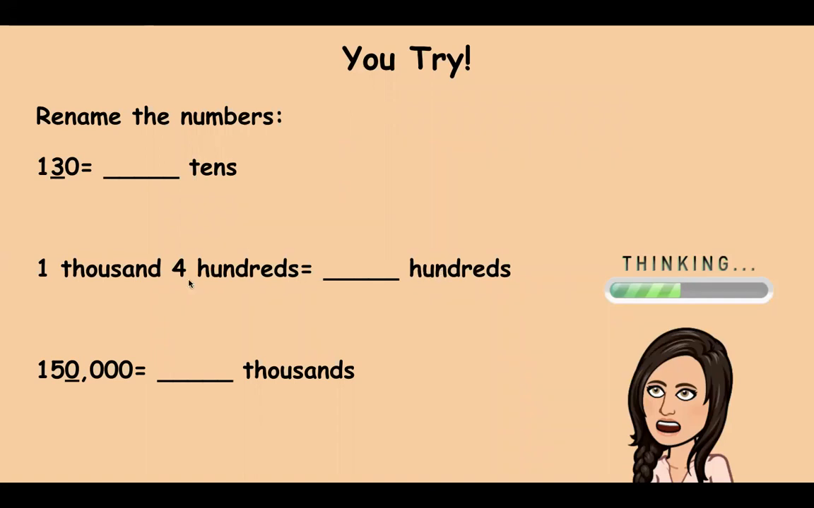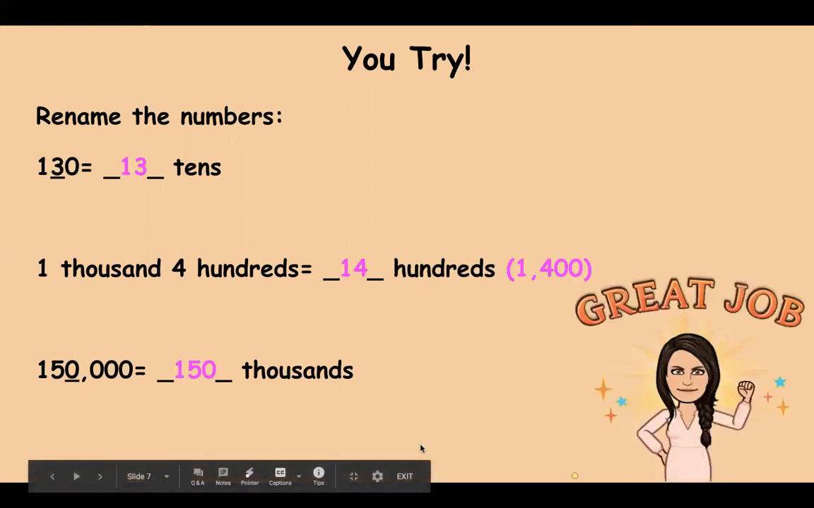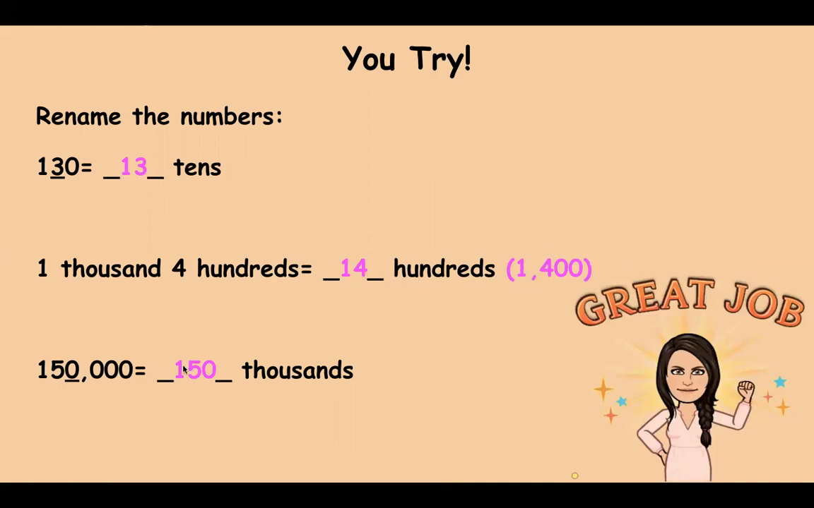1,400s for how many hundreds? Well, we know that there's 10 hundreds in 1,000, right? So essentially it's 10 plus 4, which is 14. And then we have 150,000, and I underlined the digit to stop, that's the thousands place. So you'd read this whole number, 150 thousands. So it should look like that. 13 tens, 14 hundreds, that's what it looks like in standard form, and 150 thousands.